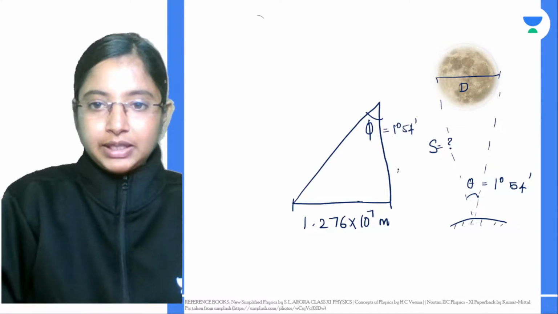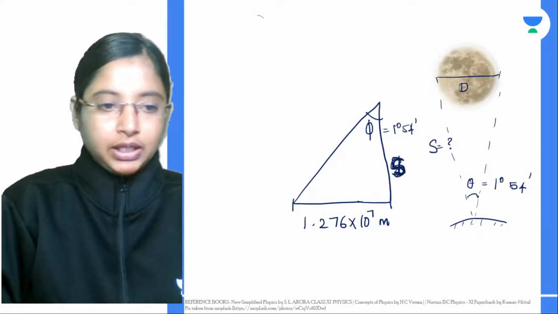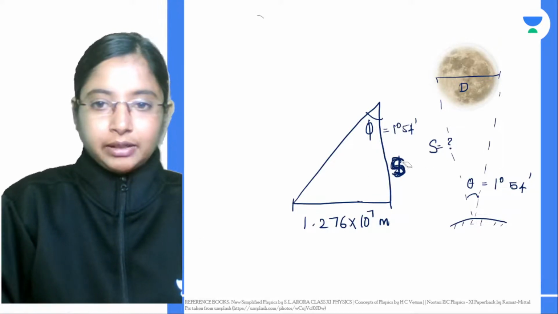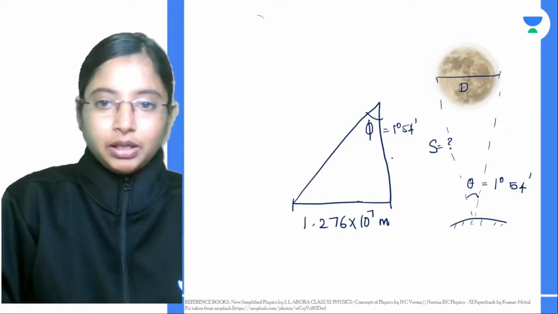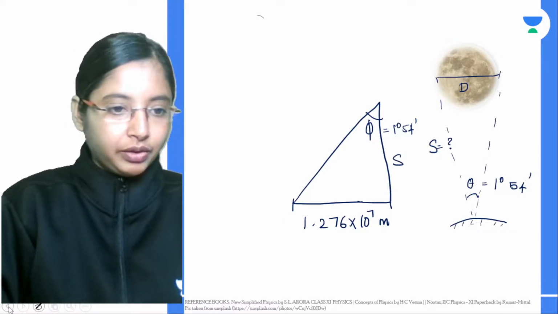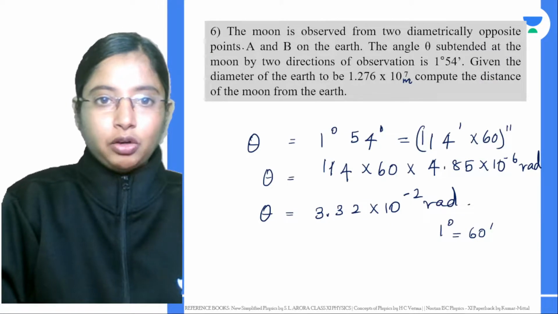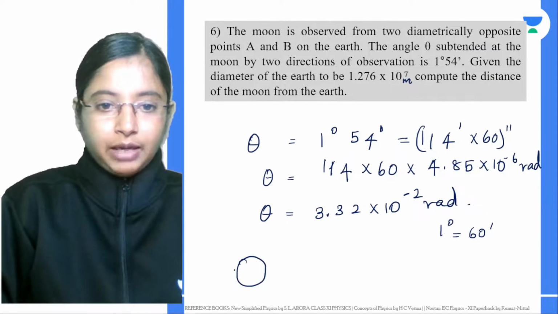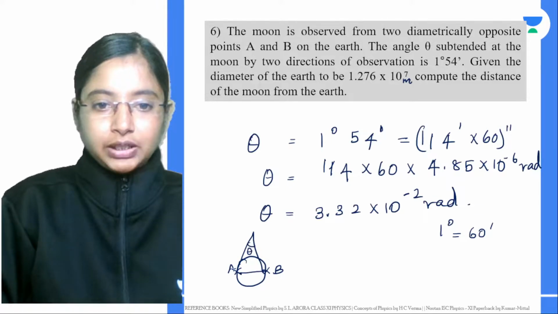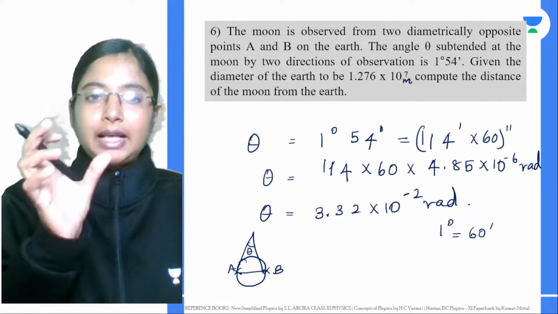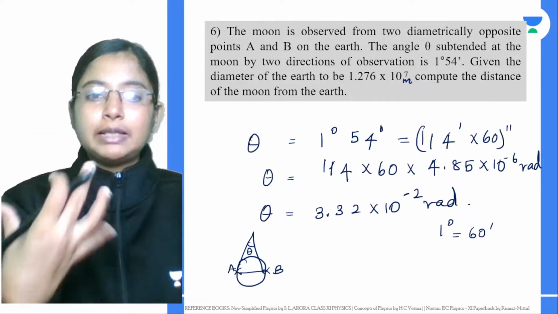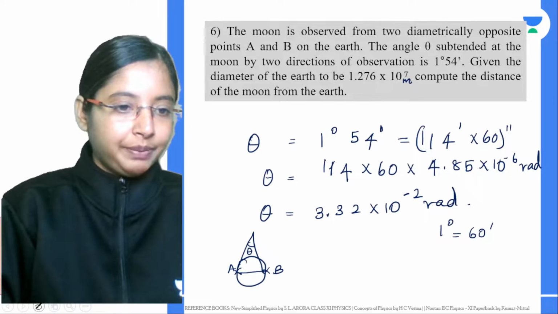Now, we just have to find the distance between the earth and the moon. Sometimes we take it as distance, we take it as S also. So, we are using the parallax formula, because the moon is observed from two diametrically opposite points A and B on earth, and the angle that it subtends is given. This distance AB that you measure in the parallax method is called the basis, right.